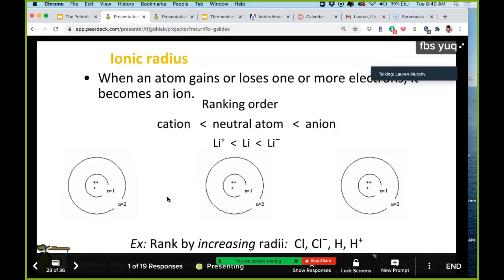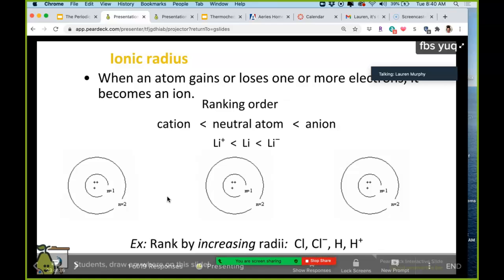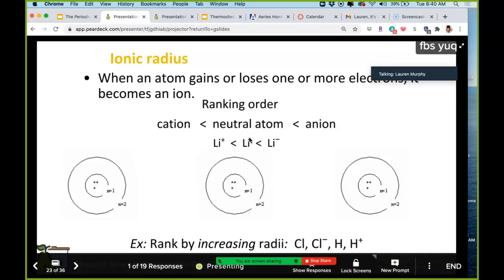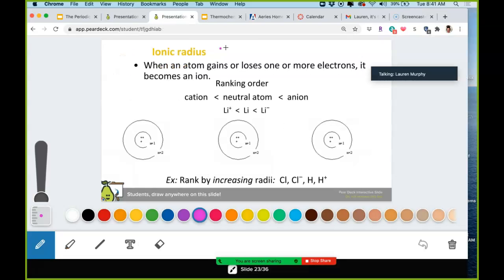So here is, again, the ions. Remember, the word ion means it has a charge. So AKA it's gaining or losing electrons, okay? Cations are positively charged, anions are negatively charged, so yes, you need to know that.